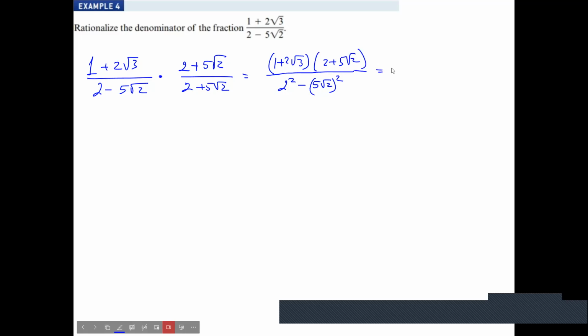Okay, so let's open that, see what happens. 2 plus 5 square root of 2 plus 4 square root of 3 plus 10 square root of 6. Well, does it help me? Not really. So what am I going to do? I'm going to keep parentheses there. I don't bother.